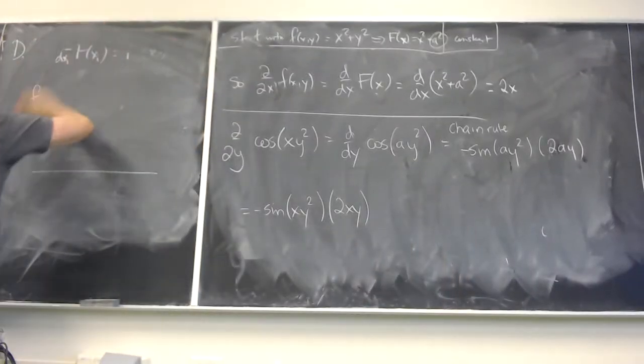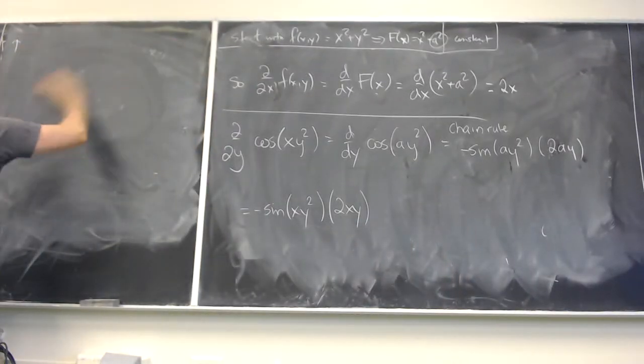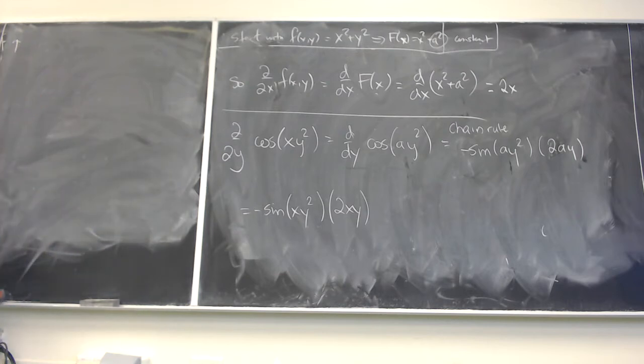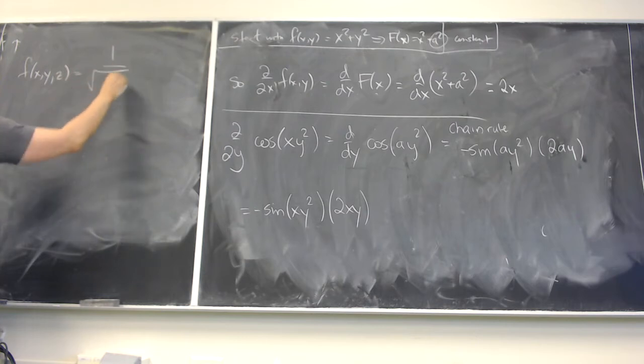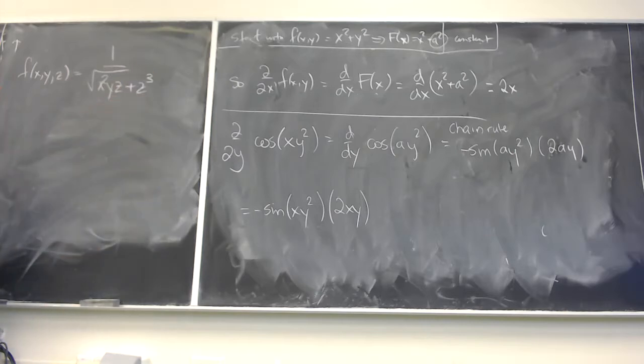Okay. How about another? What's the most horrendous computable example I can come up with? Maybe something with 1 over a square root. That's pretty bad. How about f of x, y, and z is equal to 1 over the square root of x squared y z plus z to the third. That's gross. Is that all under the square root? All under the square root.